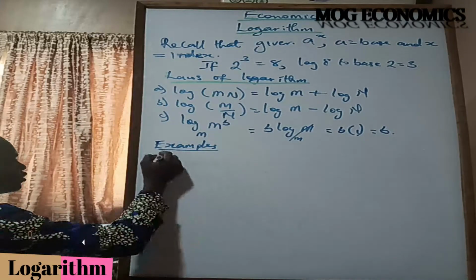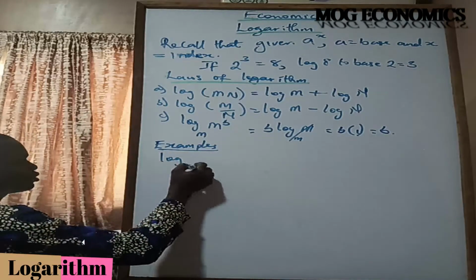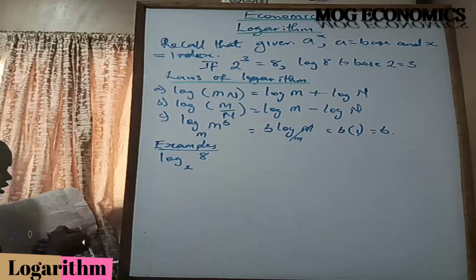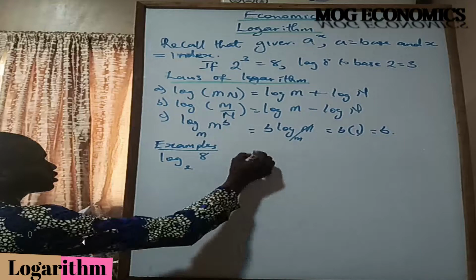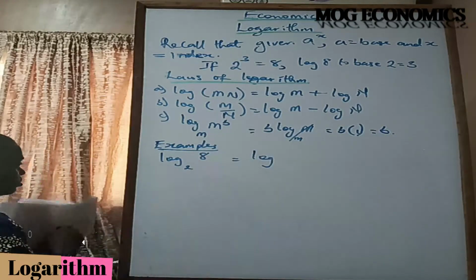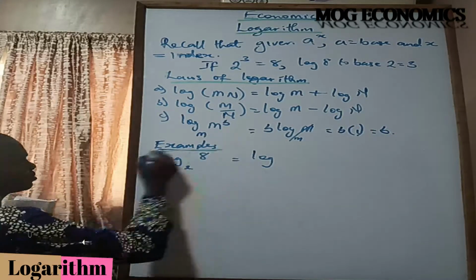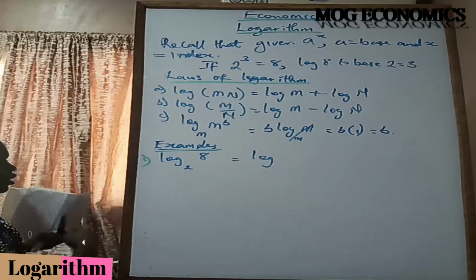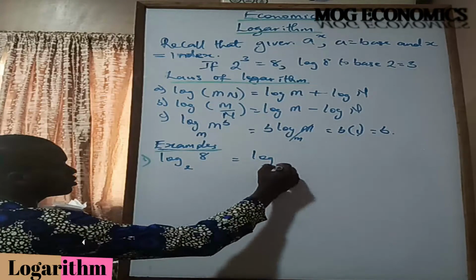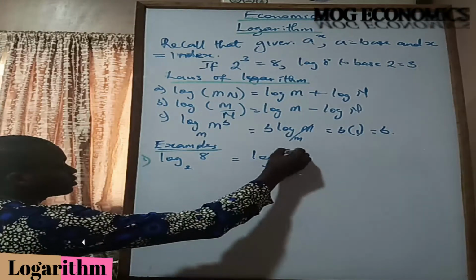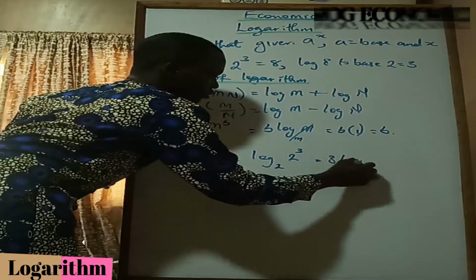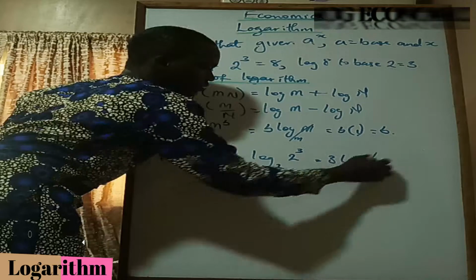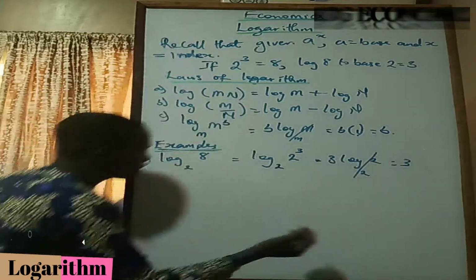For the first one, we have log 8 to base 2. All right, so we can express 8 in terms of 2. This is going to give us log of 2 raised to power 3, to base 2. So from this, we are going to be having 3 log 2 to base 2. This cancels this, and then we have 3. So that's the answer to that.